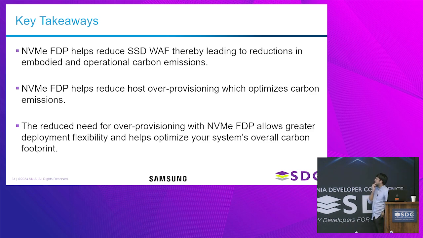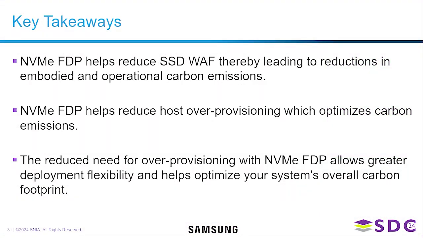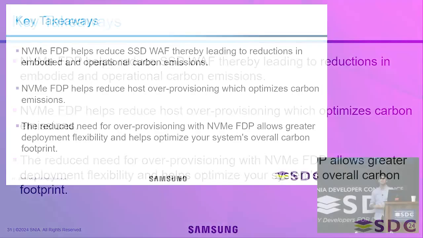So I'll summarize our key discussion points for this presentation. NVMe FDP helps reduce SSD WAF, as we know. But this has trickle-down effects in helping you reduce your embodied and operational carbon emissions almost for free. You don't have to pick between the two like we did for over-provisioning. Moreover, NVMe FDP helps you reduce host over-provisioning. Like we saw with CacheLib, you can now use your entire SSD to cache data. You don't need to save some of that to cushion your WAF. And again, this has impacts on carbon emission, because you're not buying an SSD and wasting it. You're buying an SSD and using all of it.